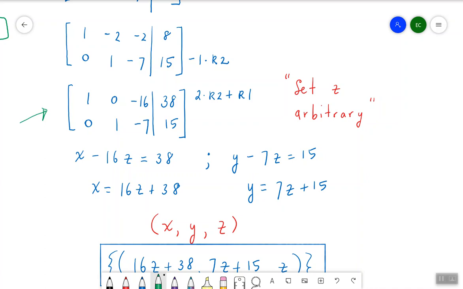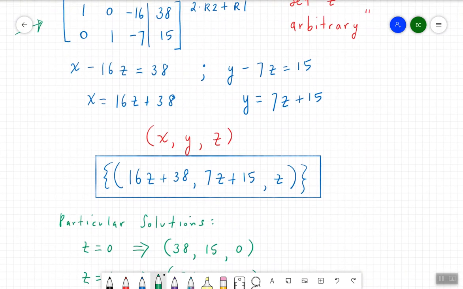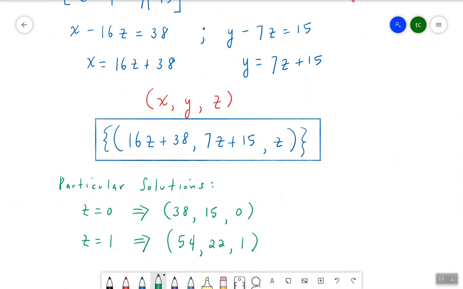And from there we said we've gone as far as we can, so it's time to go back to the form of equations. It's time to rewrite each row as an equation, and then we can solve both of those equations in terms of z, and we can write our answer just as it is in the box. That's all for section 5.2.